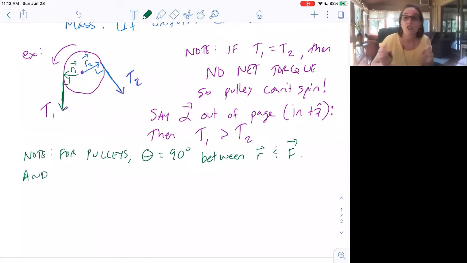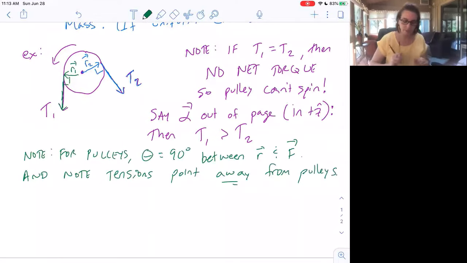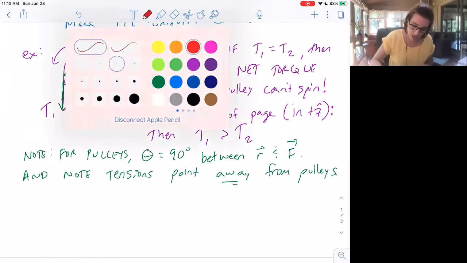And remember, all the way back when we first started talking about tension, a fundamental rule of tension is that it always points along the rope away from the object. So note the tensions point away from the pulleys. So those are the two most common types of things you might have. You can have other examples as well.